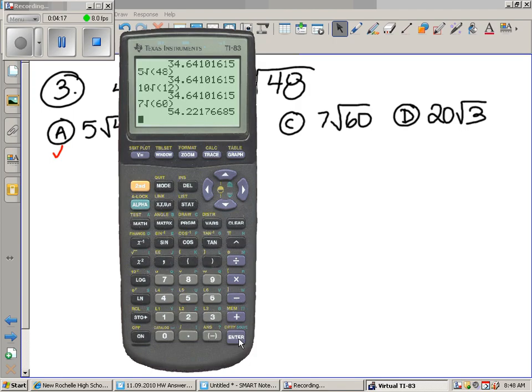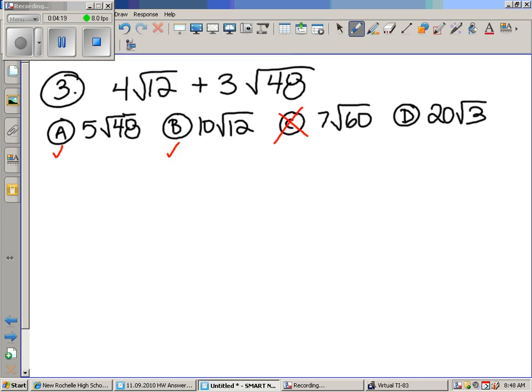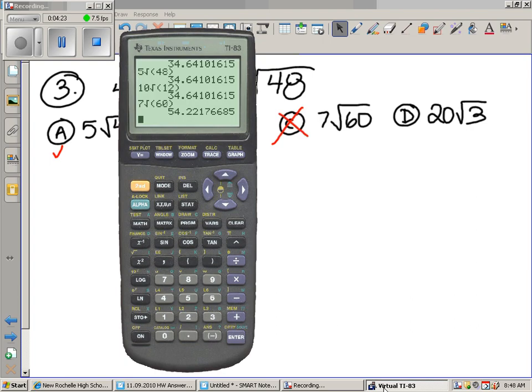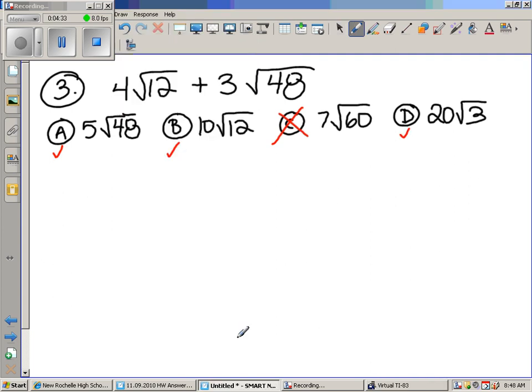Does the third one work? No. Nah. Cross this one out. Let's see if the fourth one works. 20 times square root 3. Does the fourth one work? Okay, the fourth one works. All right, so here are our choices. These are the 3 choices that worked. All you have to do is choose the simplest one. All you have to do is choose the one with the smallest number underneath the radical. And that's the answer, doing no work.